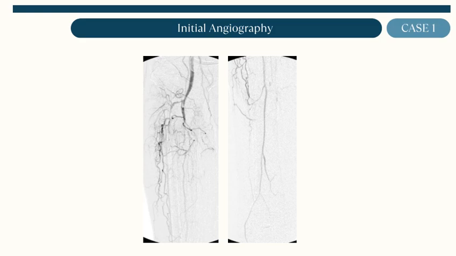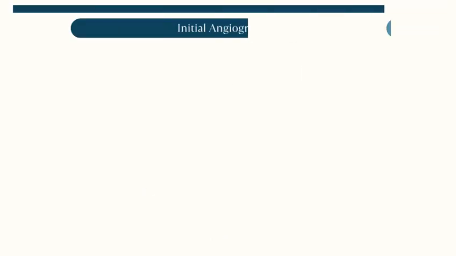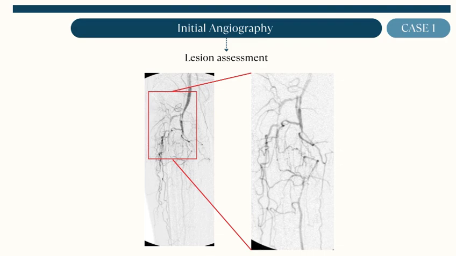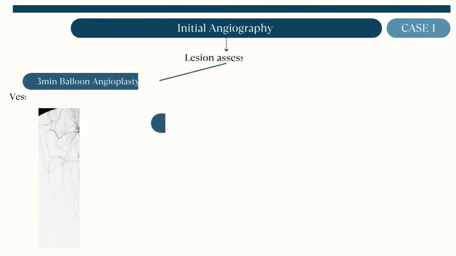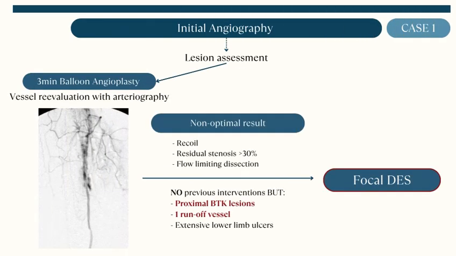In this case, the diagnostic arteriography revealed a complete obliteration of the anterior tibial, posterior tibial, and proximal peroneal arteries, along with critical stenosis in the tibio-peroneal trunk. Thus, after an initial 3-minute angioplasty that did not result in an optimal result, we proceeded with targeted treatment using a drug-eluting balloon and stent.